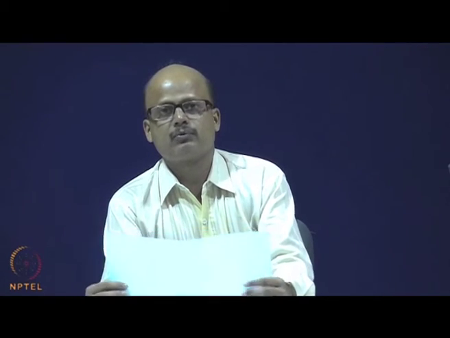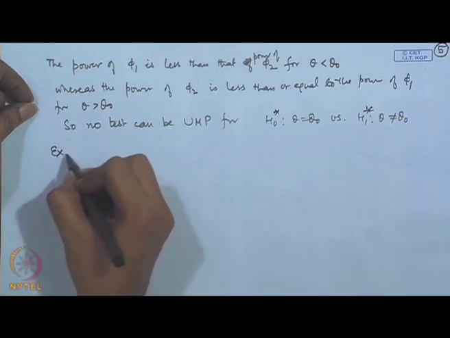Now, let me continue the applications of this monotone likelihood ratio property and the derivation of the UMP test for various distributions. So, let me consider uniform distribution.